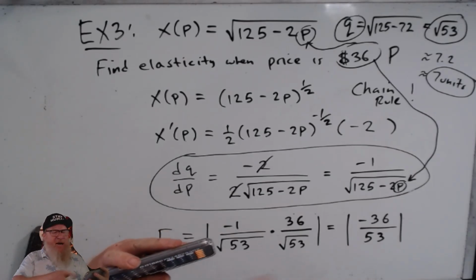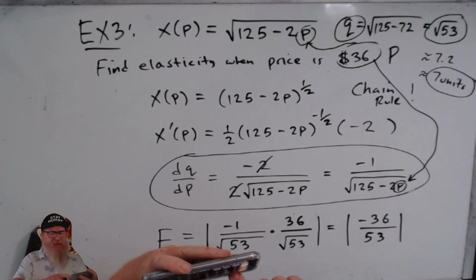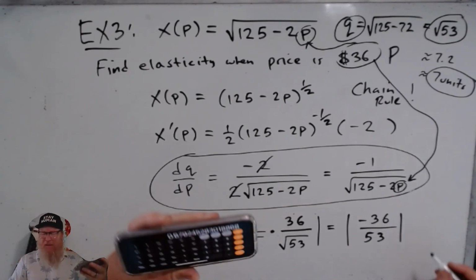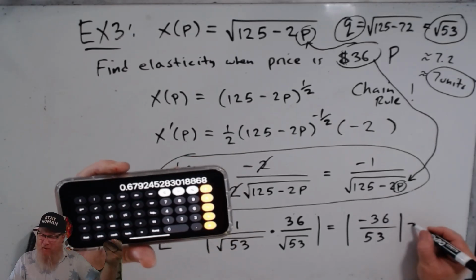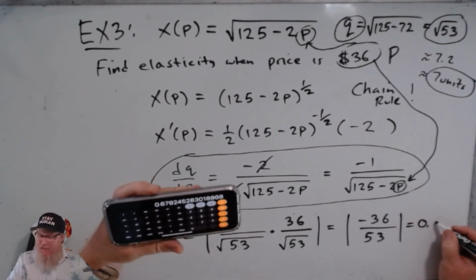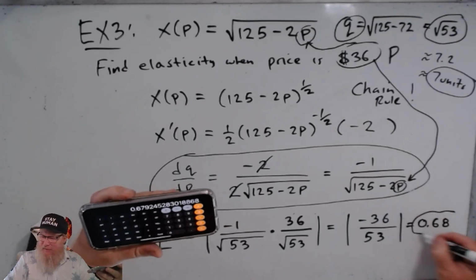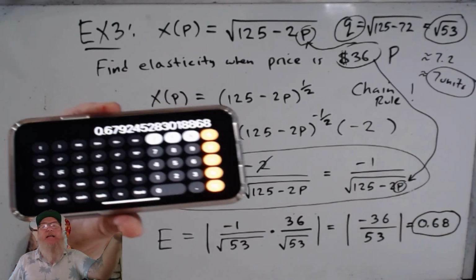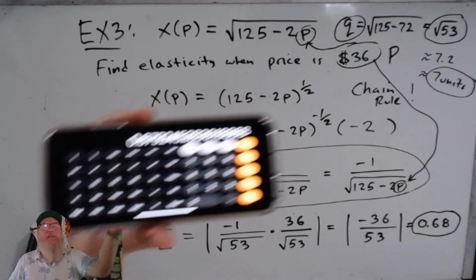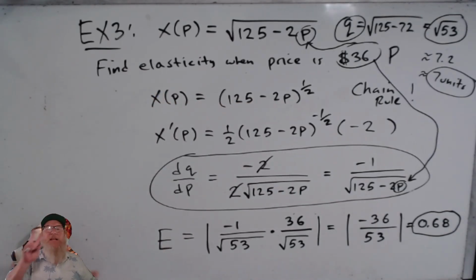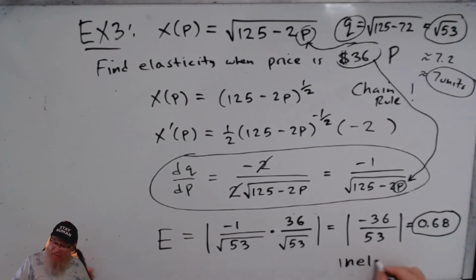And then let's divide that by 36 and get rid of the negative. So we get 0.68. That's our E. 0.679, so just 2 decimals is sufficient. So this is inelastic.